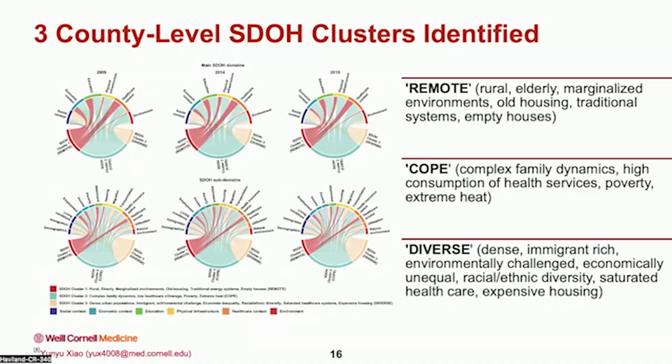The final one is called diverse. Within these clusters, counties have diverse, dense populations. They have a lot of immigrants, and they're facing a lot of environmental challenges. They also have economic problems, but it's not absolute poverty, it's relative poverty. For example, the Gini index, which you'll see later on, is very high, and they have a lot of racial diversity. They have saturated healthcare, meaning that they do have a lot of beds, but people cannot get access to them. So it's a quite saturated health system. And finally, these clusters have a lot of expensive housing.